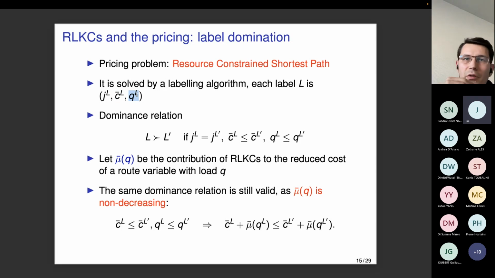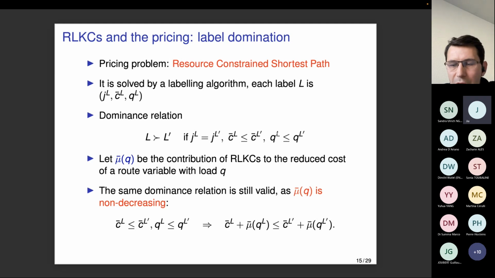And so this is an enumeration algorithm which is potentially highly exponential. And in order to make it efficient in practice, we use a dominance relation, and we discard non-promising labels. And the dominance relation which is used for the standard vehicle routing problem is the following. The label L dominates label L prime if the corresponding partial paths end in the same node, and the reduced cost of the partial path L is less or equal to the reduced cost of L prime, and the load of L is also less or equal to the load of L prime. So this is a valid dominance relation for the standard capacitated vehicle routing problem.